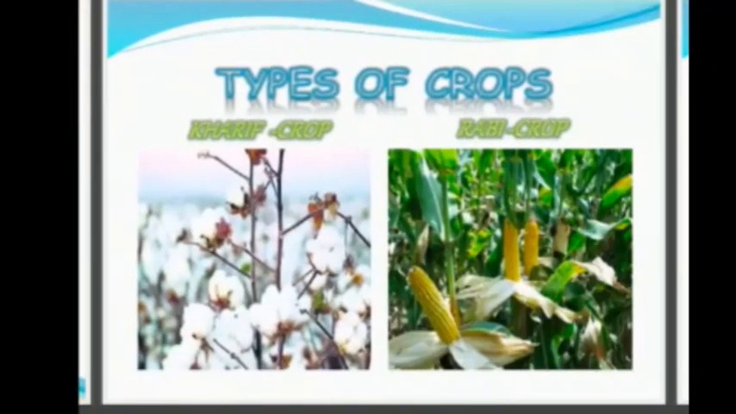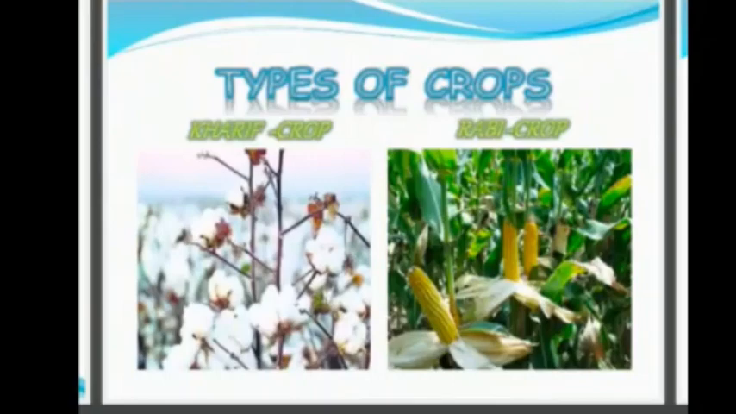Here are the types of crops. The first one is Kharif crops and the second one is Rabi crops. Let's see in detail.